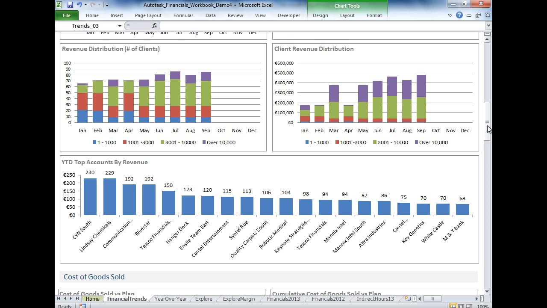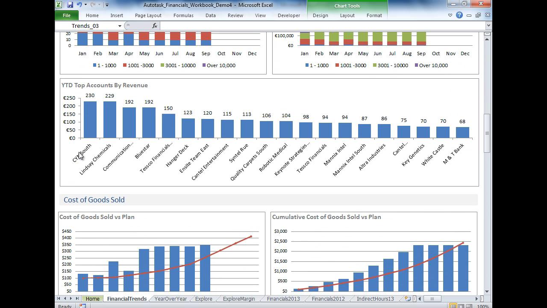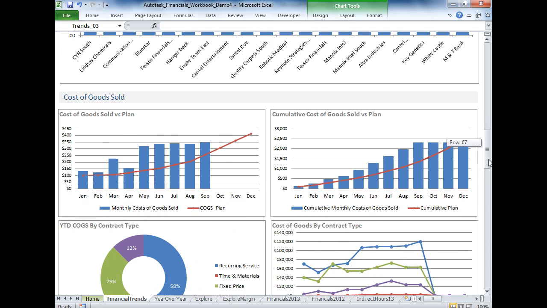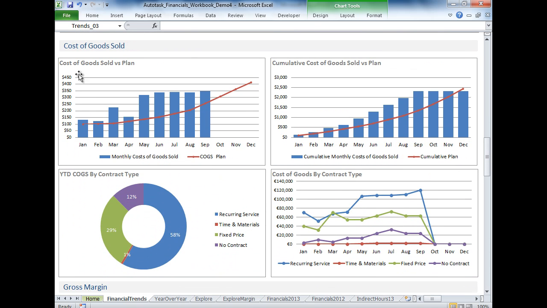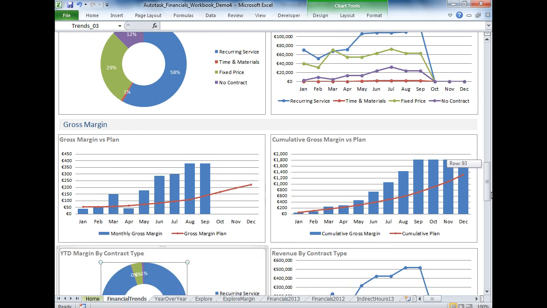I see year-to-date by account by revenue, so who's providing me the most revenue year-to-date. And then the cost of goods breakdown, cost of goods sold versus plan, along with cumulative breakdowns by contract types, and again the trending distribution over time.